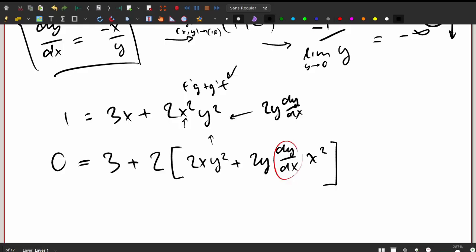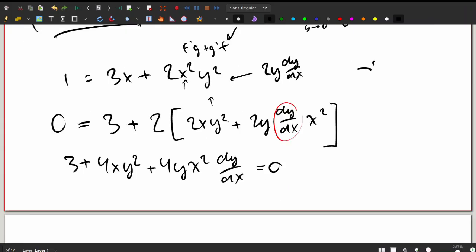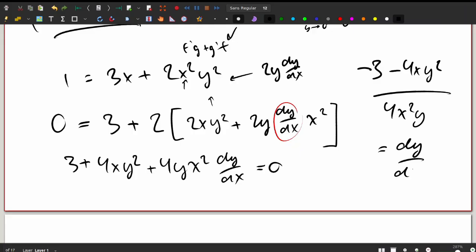And that becomes 3 plus 4xy squared plus 4y x squared dy over dx is equal to 0. And therefore minus 3 minus 4xy squared divided by 4x squared y is equal to dy over dx. So if I had a point x comma y and I wanted to find the derivative or the tangent slope or any sort of rate of change at that point, I would have to plug in the values into this expression.